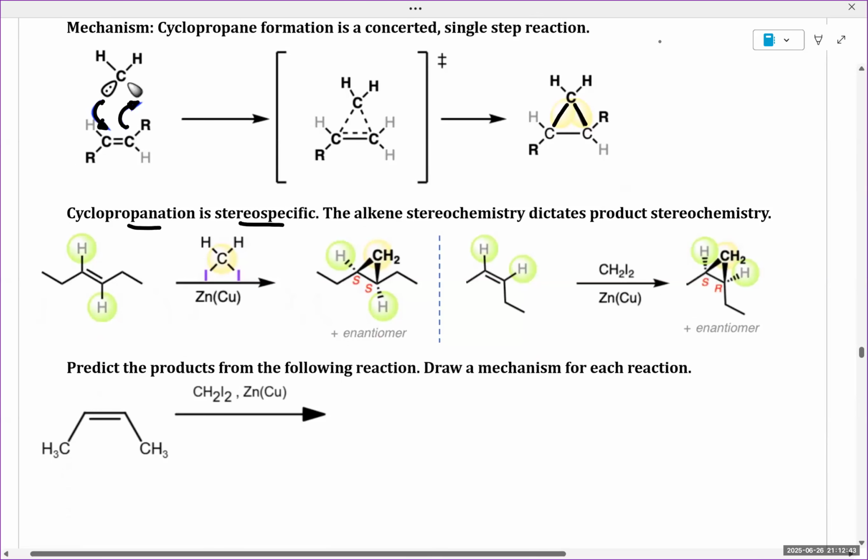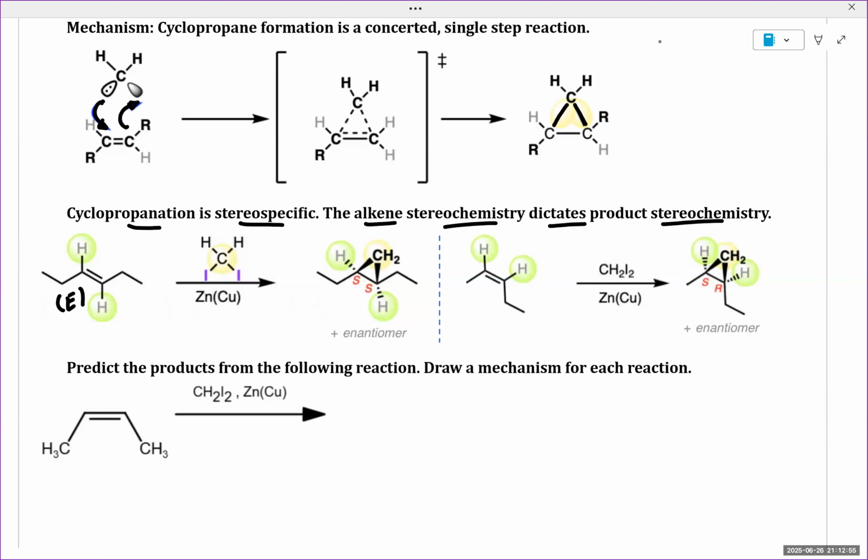Cyclopropanation is stereospecific, and the alkene stereochemistry dictates the product stereochemistry. So for example, in this case, we have an E-alkene. The hydrogens are opposite to one another. They're trans to one another. In the product cyclopropane, the hydrogens are still trans to one another. If we have a Z-alkene with the hydrogens cis to one another, in the product, the hydrogens are cis to one another.